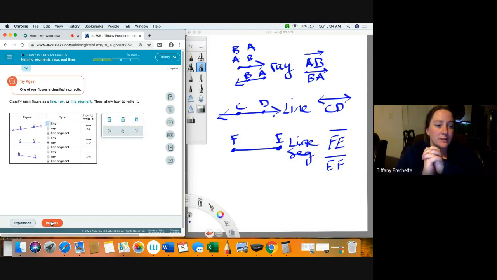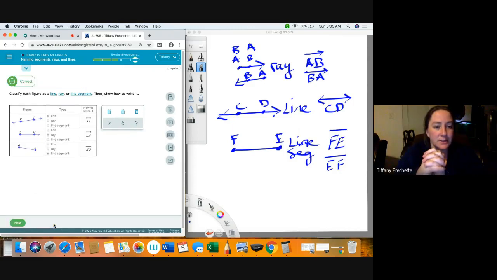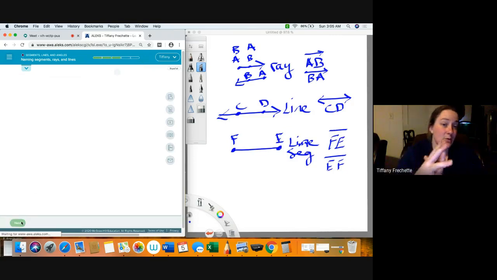One of your figures is classified incorrectly. Which one did I click wrong? Oh, darn it, I clicked line segment for the first one. Well, darn, that was silly. I just clicked on the wrong one after we talked about it. All right, so we get to practice this one more time.